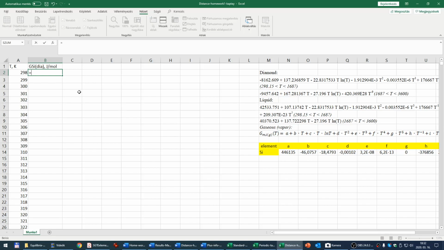So equals, I start with diamond, minus 8162 decimal point. Let me mention that in Hungarian Excel, decimal point is a decimal comma. This is what I am going to use. In your Excel, I have no idea what are the rules. Please study your Excel, how you should write everything, including the decimal point or the decimal comma. Okay? Plus 137,23,6839 times temperature.